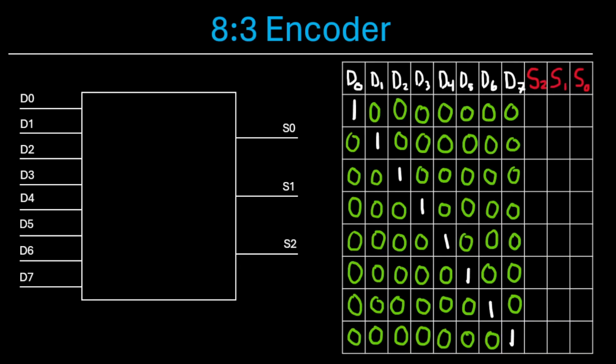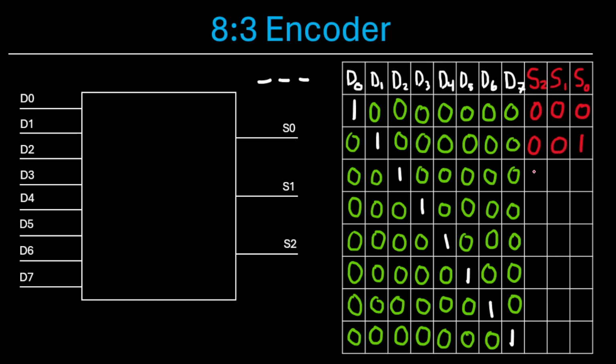Next, let's look at an 8 to 3 encoder, where again, on the left-hand side, we have our 8 decimal inputs, decimal 0 through decimal 7. And on the right, we have our 3-bit binary output. So if D0 is high, again, we want to output 0 in binary with those 3 bits, which is 0, 0, 0. If D1 is high, we want to output decimal 1 in binary, which is 0, 0, 1.